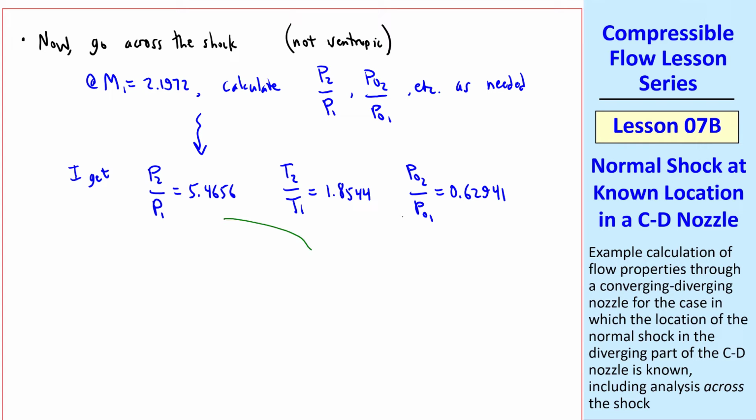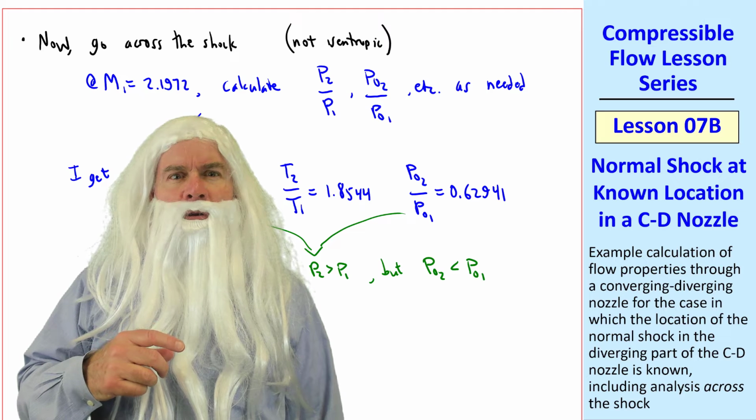0.62941, and I comment here that even though pressure increases across the shock pretty dramatically here, more than a factor of 5, stagnation pressure decreases across the shock by a factor of 0.629 here. This reflects the loss of oomph, as I said before, due to irreversibilities.